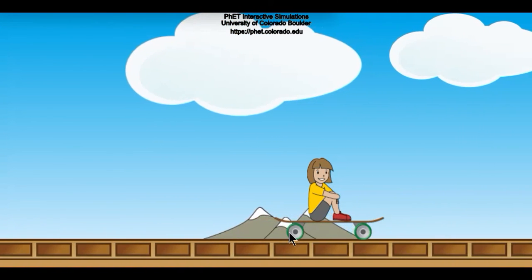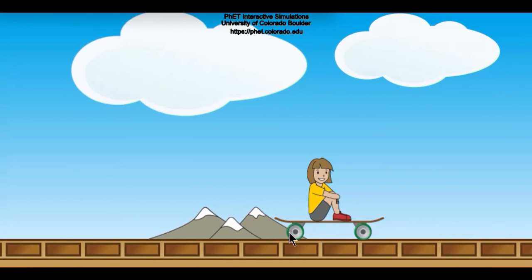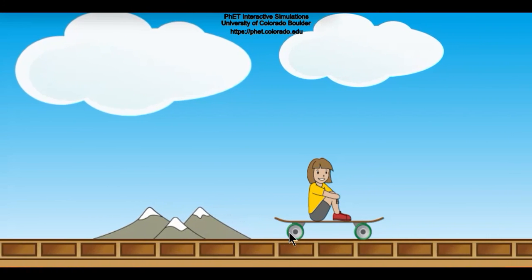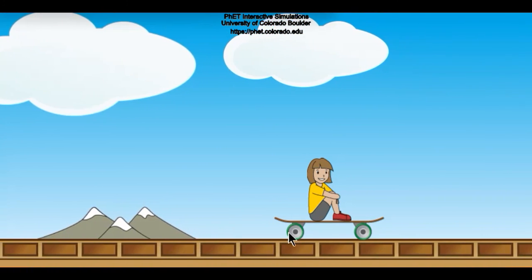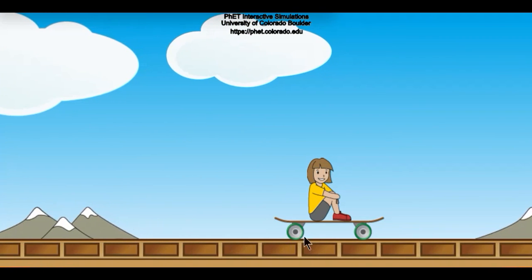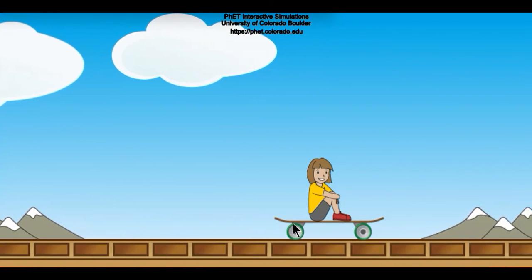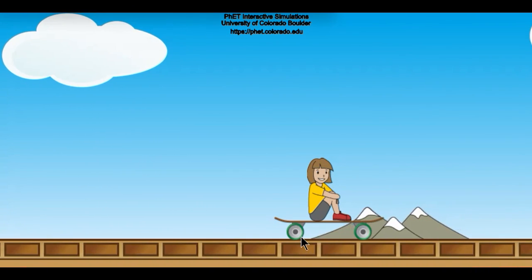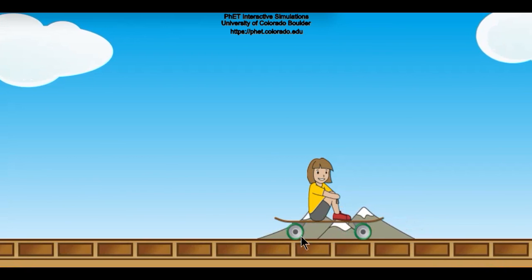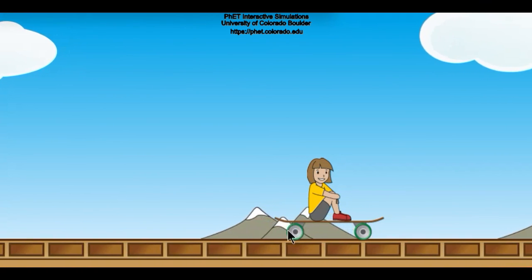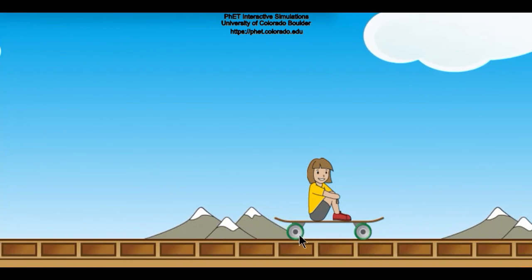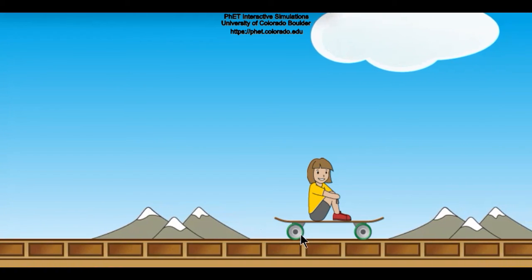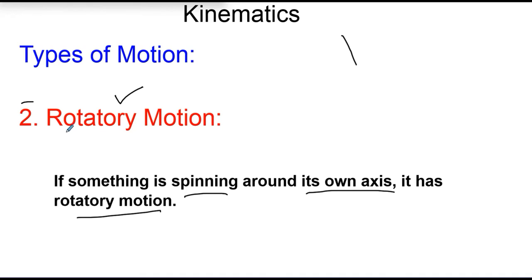Although the motion of the skateboard as a whole is linear motion, just focus on the wheels of the skateboard. What is their motion? Of course, they are spinning around their own axis. And you see, that motion is rotatory motion. So this is all about rotatory motion.